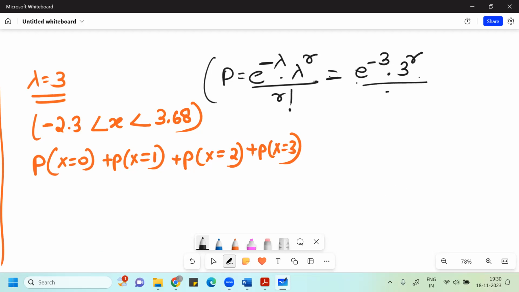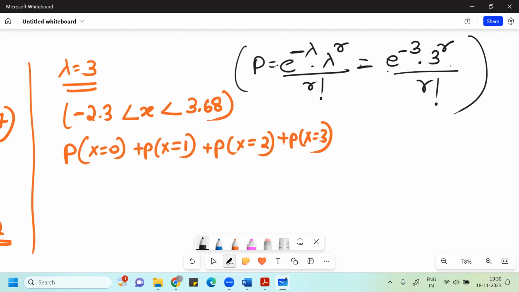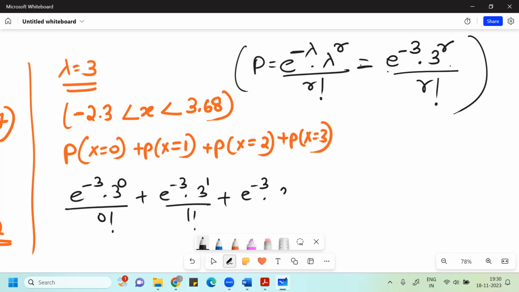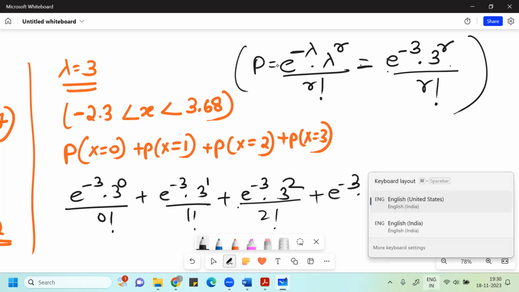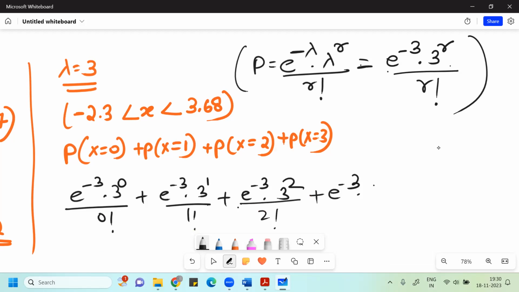Divided by r factorial. I'll just write it this way. When r is 0, this would be e to the power minus 3 into 3 to the power 0 by 0 factorial, plus e to the power minus 3, 3 to the power 1 by 1 factorial, plus e to the power minus 3 into 3 to the power 2 by 2 factorial, plus e to the power minus 3 into 3 to the power 3 by 3 factorial. This value you have to find.